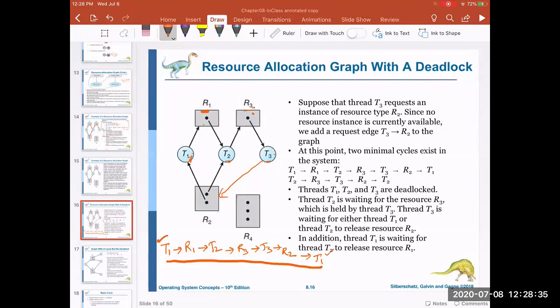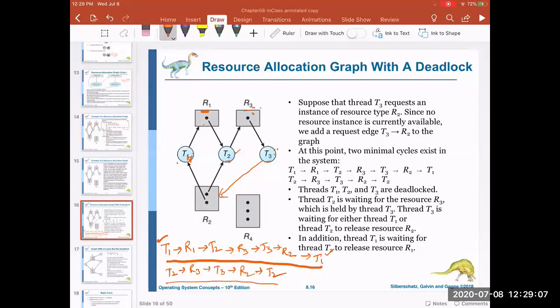So how would this happen? We go from T1 to R1, then T2, then R3, then T3, then R2, and we come back here. This is one cycle, cycle number one. Now there is another cycle which starts from T2, then goes to R3, then goes to T3, then goes to R2, and then goes to T2. So this is another cycle. So there are two cycles existing.